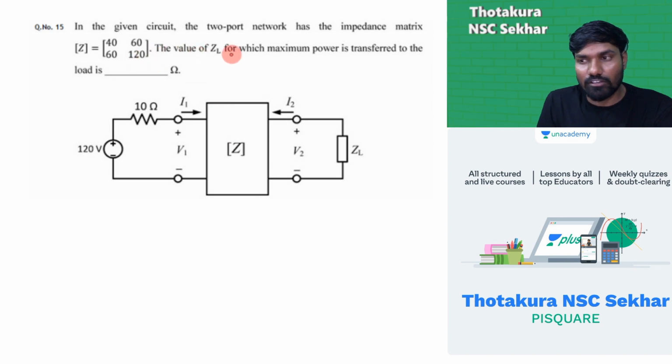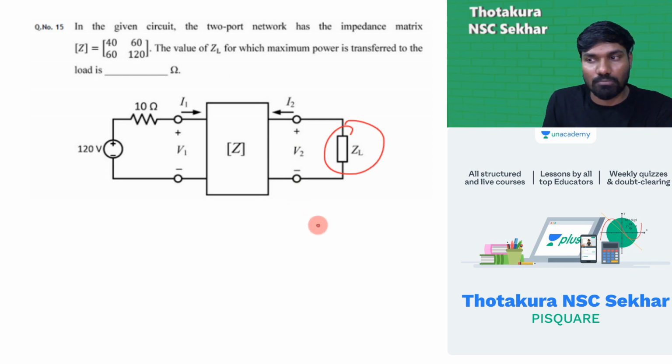Okay, the value of ZL for which maximum power is transferred to the load. For this maximum power to transfer, what should be the value of ZL? We know from the statement of the maximum power transfer theorem, this ZL must be equal to the Thevenin's impedance across these 2 points, but we don't know what kind of circuit this is.